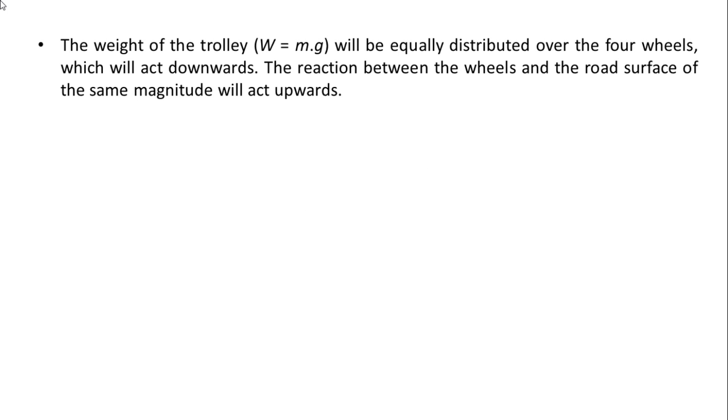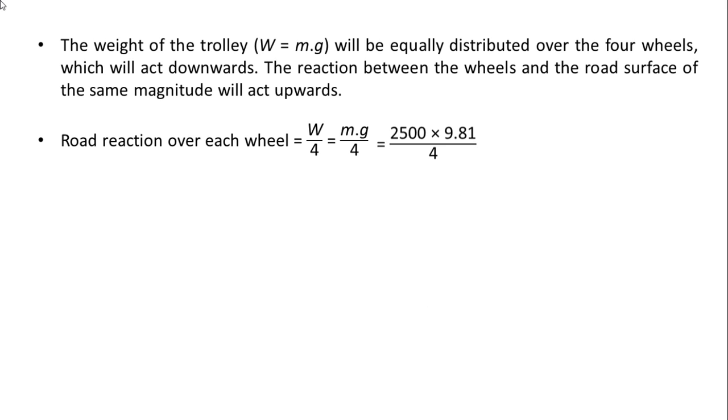Weight of the trolley. Weight of the trolley will be equally distributed over the four wheels and will act downwards. Reaction force will act upwards in all the four wheels. Same. So W by 4, mg by 4. So 2500 into 9.81 by 4 comes around 6131.25 Newton of force due to weight will act downwards in all the four wheels, and the reaction force will act upwards in all the four wheels. The reaction only we are considering for calculation. So all the four wheels will experience a reaction force of 6131 pointing upwards. Keep that in mind.